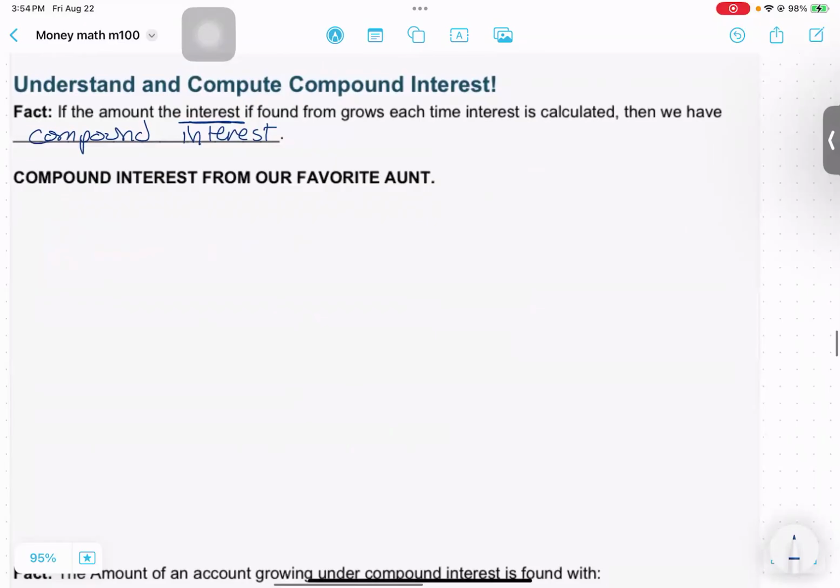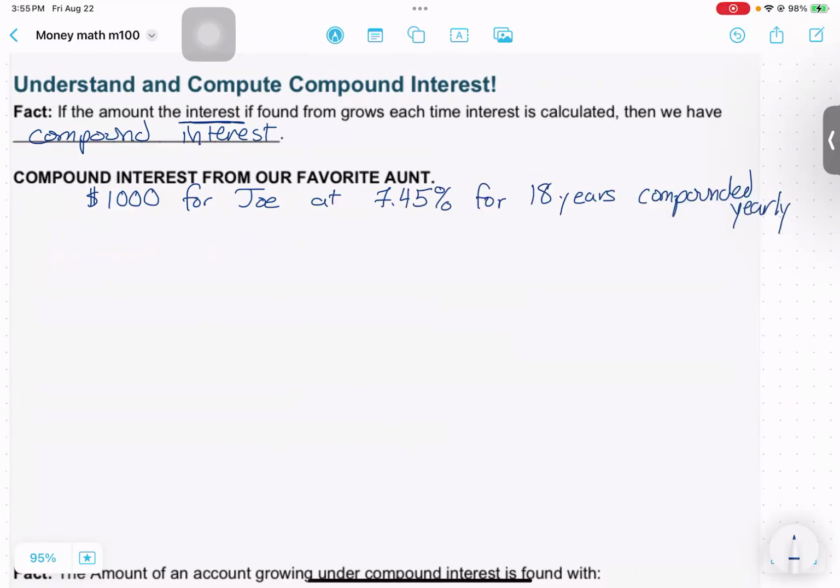My favorite story about this is Compound Interest by your favorite aunt, you know who. And what happens if, let's say, I put in $1,000 for my nephew Joe at 7.45% for, let's say, until he graduates and needs that for college, 18 years. Compounded yearly. Ooh, compounded yearly. Now, what does that mean? That means that every year they're going to take the interest that it grows and add that to the new total. Oh my gosh, it's going to be so great for Joe. Okay. Now, here's the thing. You are never, ever, ever going to find a 7.45% for 18 years.